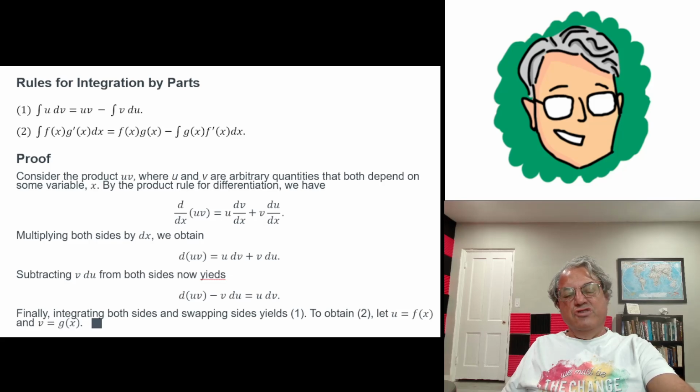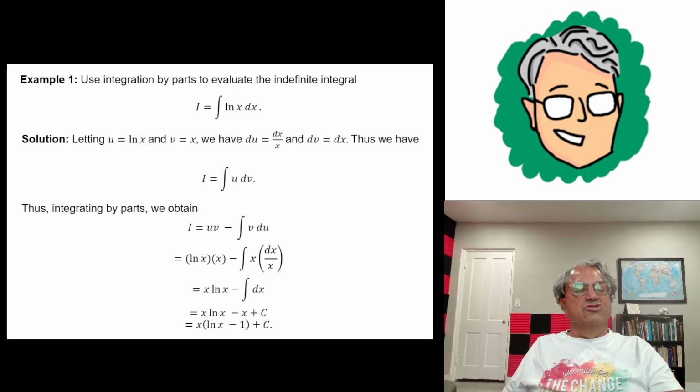And like I said, it's a very powerful technique, and I'm going to show you several examples. These are all very common examples. You'll see these a lot. So anyway, let's first integrate the natural logarithm using integration by parts.